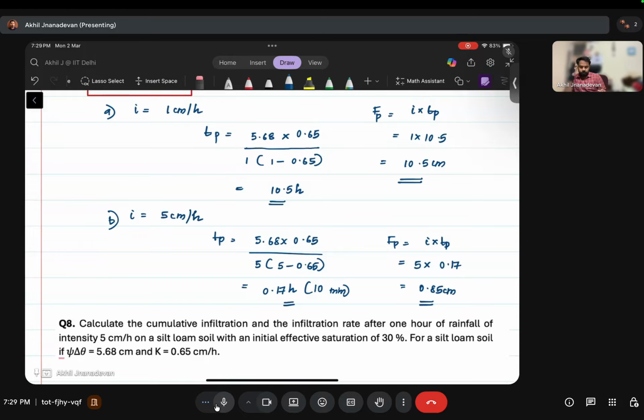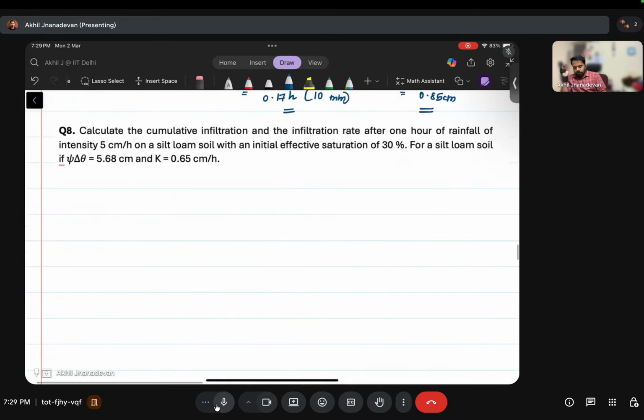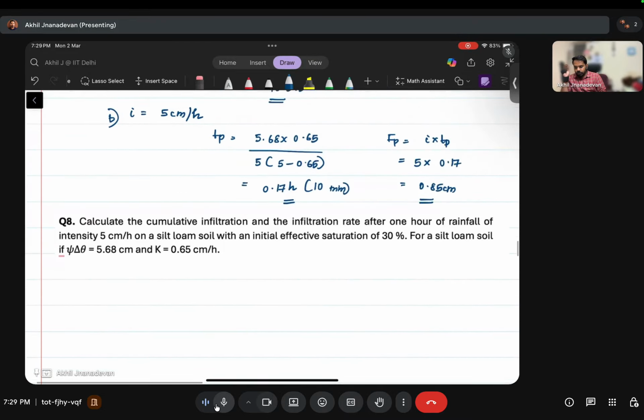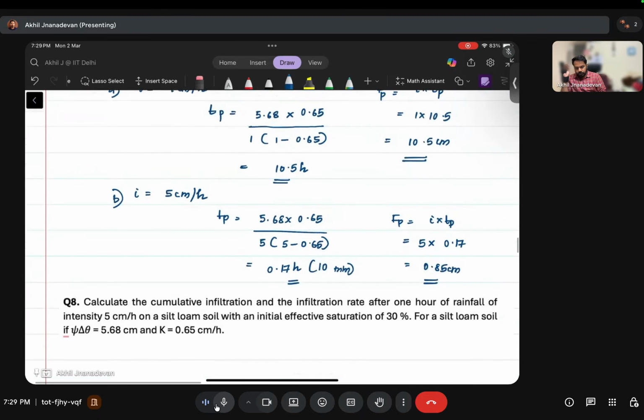So that is it. We have to round off to two decimal places. The first answer will be 10.5 hours, and the second is 0.17 hours. So that is Tp at i equal to 1 centimeter per hour, and Tp at i equal to 5 centimeter per hour.